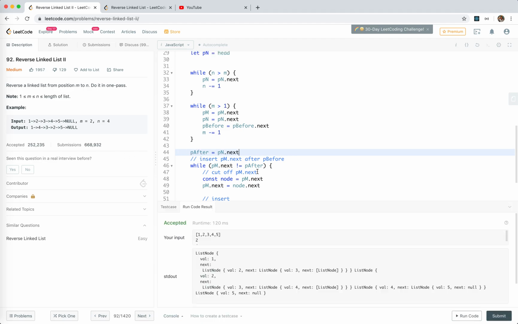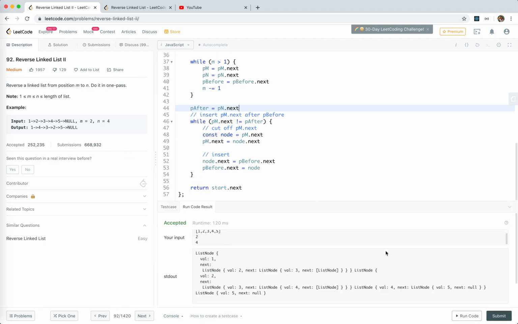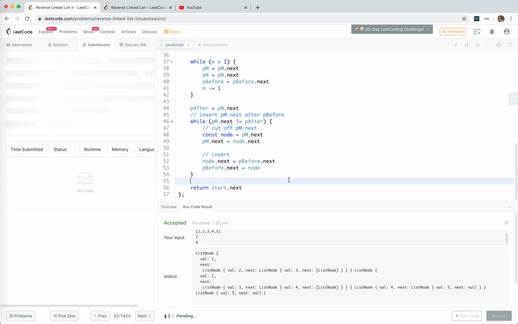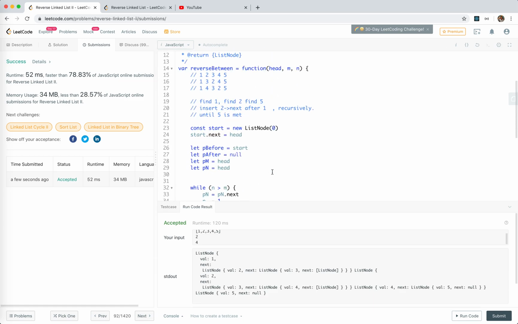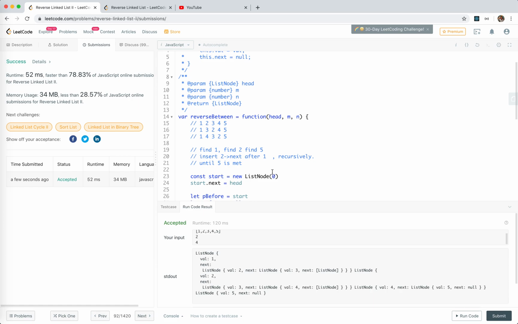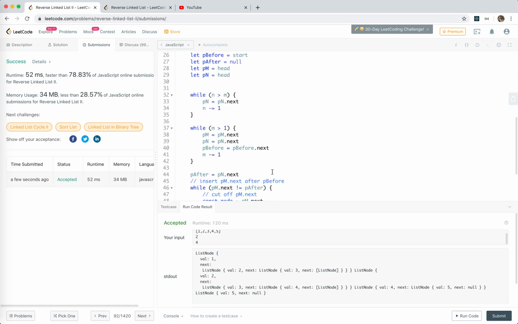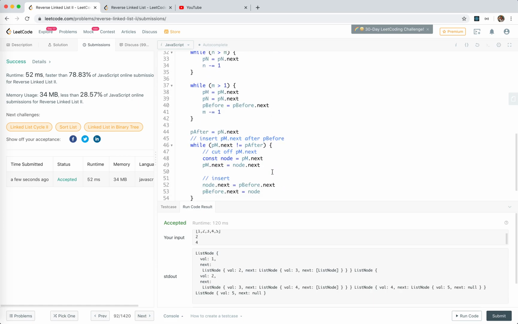I'm not very good at algorithm. Yay, we're accepted, so it's not that difficult. We've done it in one pass.